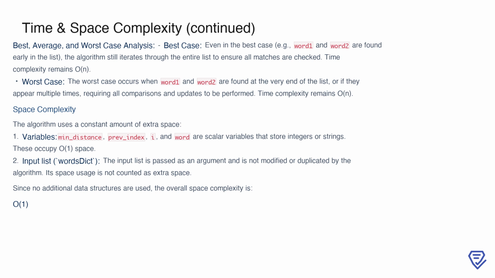For space complexity, the algorithm uses only a constant amount of extra space. Variables like min_distance, prev_index, and the loop index i are scalars, meaning they occupy fixed space regardless of input size. Importantly, the input list words_dict is not duplicated or modified, so it doesn't contribute to extra space usage. This gives the algorithm a space complexity of O(1).